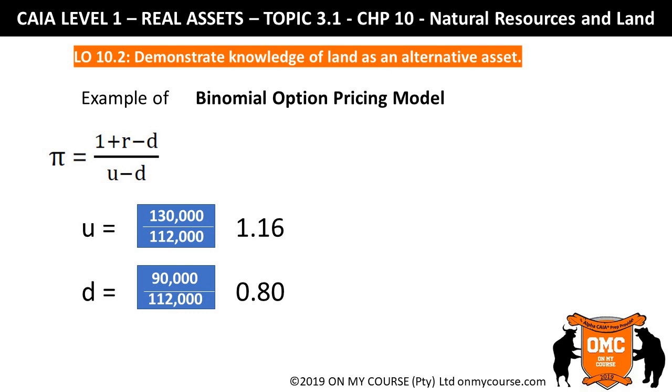But remember, when determining the risk-neutral probability, we're only interested in what is the current value. So in this case, the current value was 112,000. And then we're going to look at the ratios in a strong and weak economy that were calculated before.